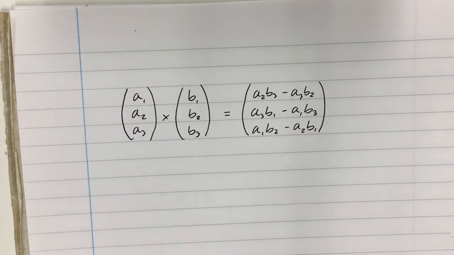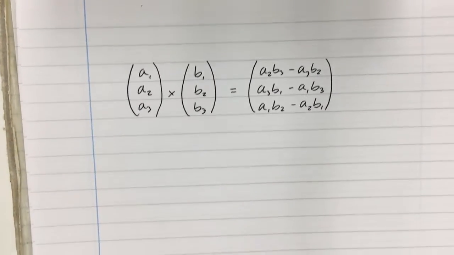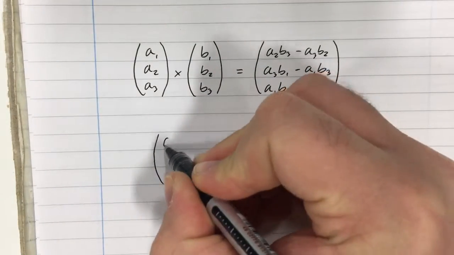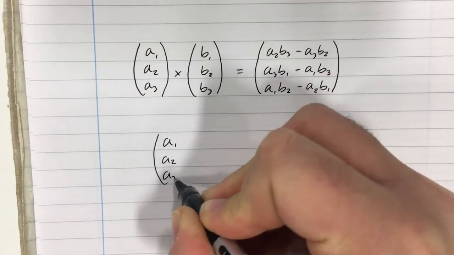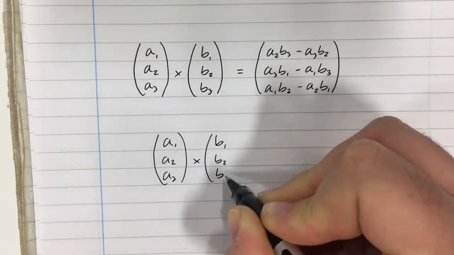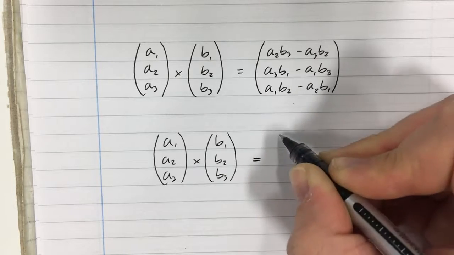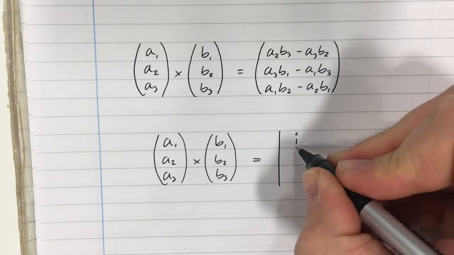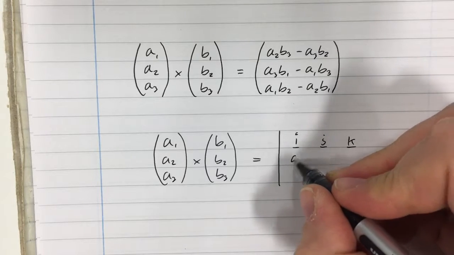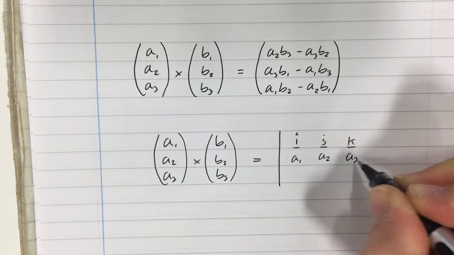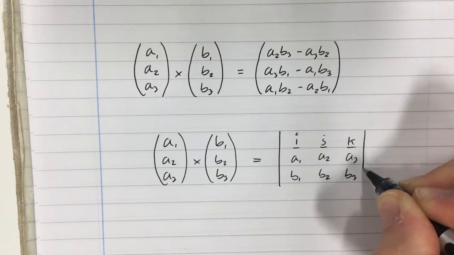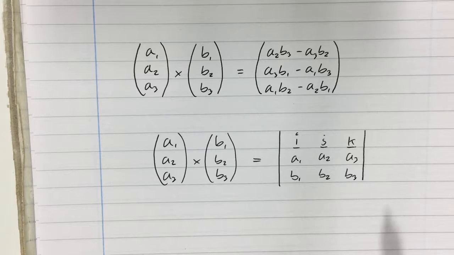So that looks a little bit complicated to remember. Well, fortunately there is an easier method. So I'm just going to quickly show you this one. A1, A2, A3 cross B1, B2, B3 is actually equal to the determinant of a certain 3x3 matrix, which is I J K, A1, A2, A3, B1, B2, B3. Okay, so the determinant of a 3x3 matrix.